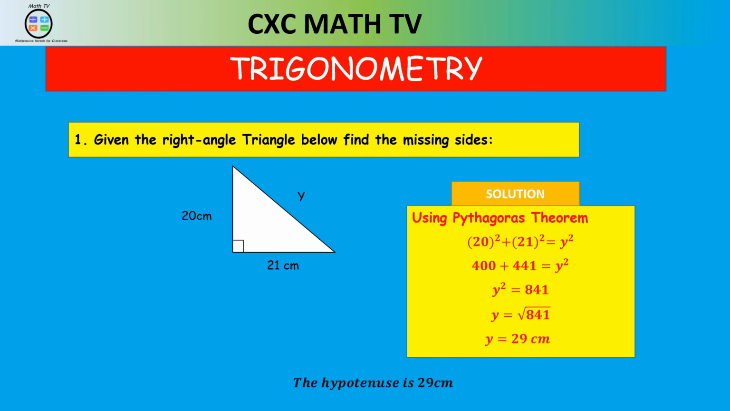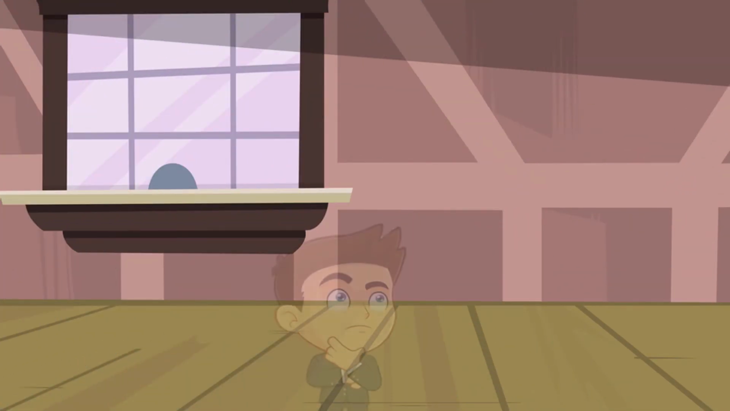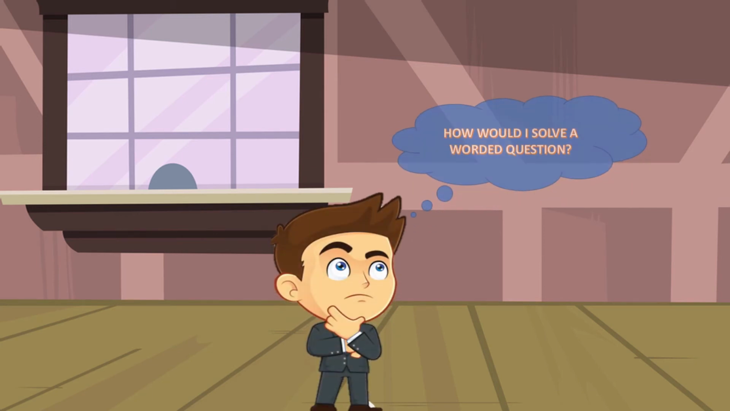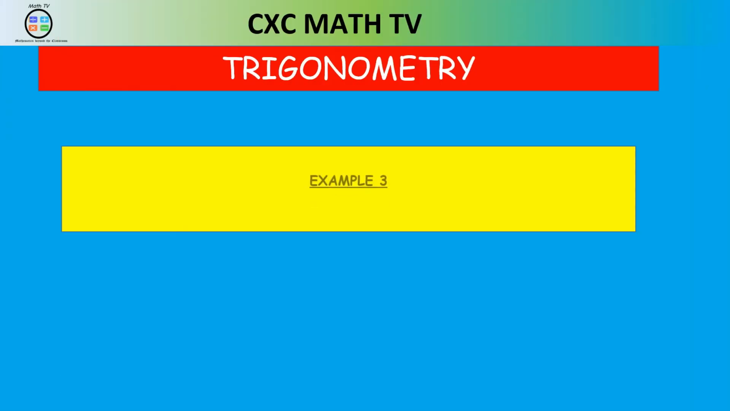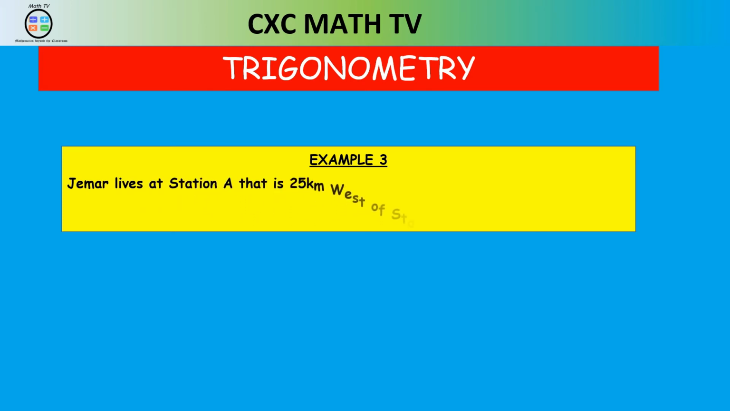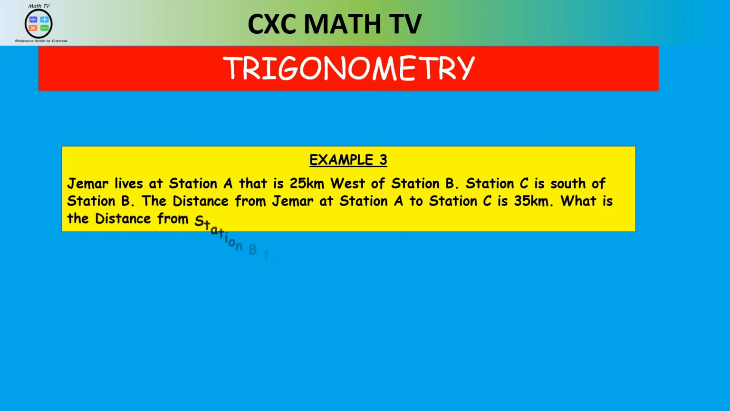All right. Now, how about doing a worded problem? How do you think we would solve a question with a worded problem? Let's have a look at a worded problem. Jamar lives at station A, that is 25 kilometers west of station B. Station C is south of station B. The distance from Jamar at station A to station C is 35 kilometers. What is the distance from station B to station C? So pause this video and attempt.